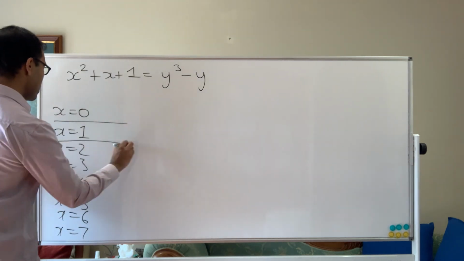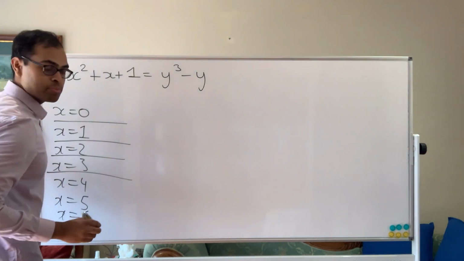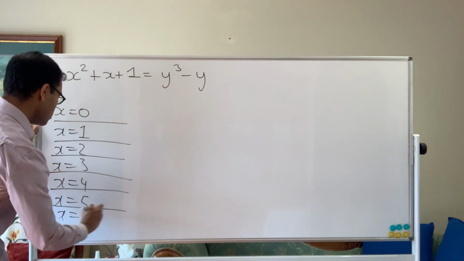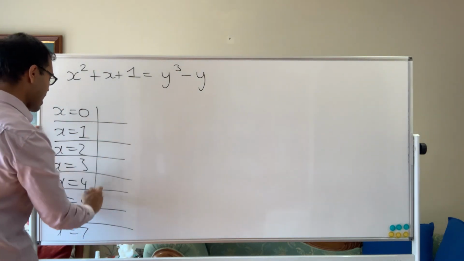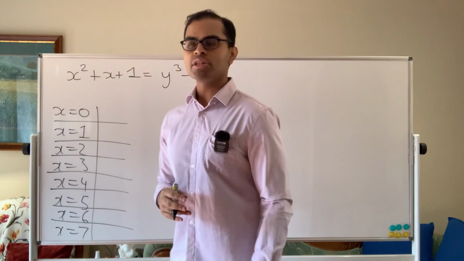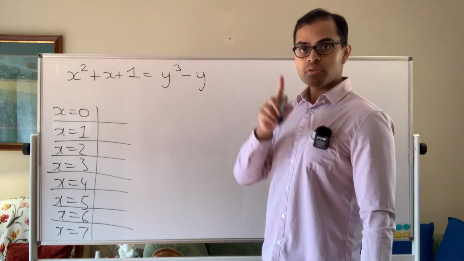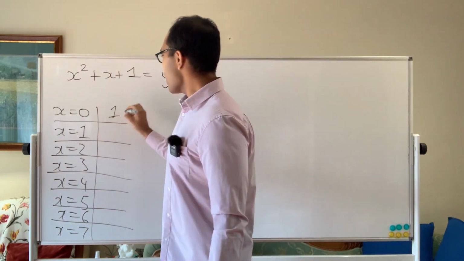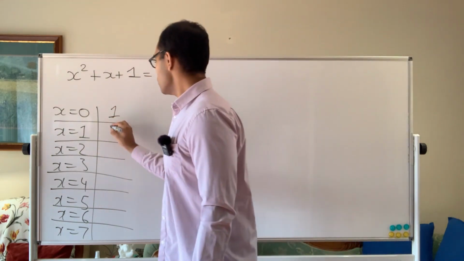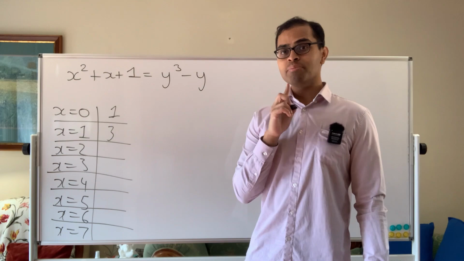In each case we want to figure out what is x squared plus x plus 1, and then we want to do the same thing for y cubed minus y and get some pattern. Maybe understand what's going on. So 0 squared plus 0 plus 1 is 1. 1 squared plus 1 plus 1 is 3. 2 squared plus 2 plus 1 is going to be 7.